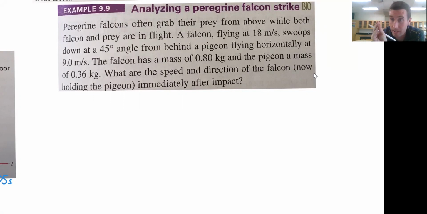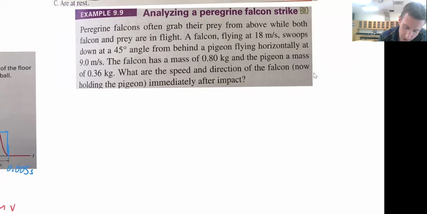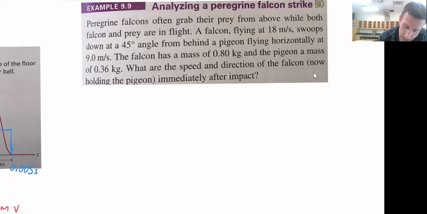Okay, so they stick and hold together, so this one's inelastic. So I can treat their masses and their combined velocities at the end. Now, I need to pay attention because the falcon has a 45-degree angle. So he or she is going to have both vertical and horizontal components. So I'm going to start by just figuring out those vertical and horizontal components of the falcon. Mass doesn't matter, but velocity does.